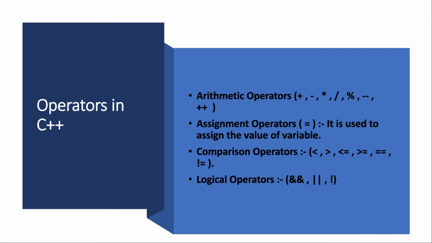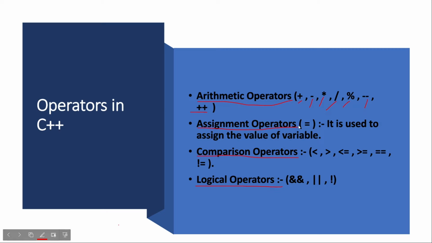There are four types of operators in C++. First is arithmetic operators, second is assignment operators, third is comparison operators, and fourth is logical operators. First of all, we discuss arithmetic operators. In arithmetic operators, addition, subtraction, multiplication, division, modulo, decrement, and increment operators are used.